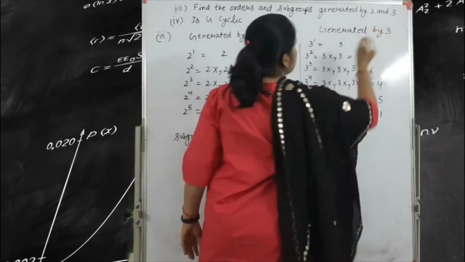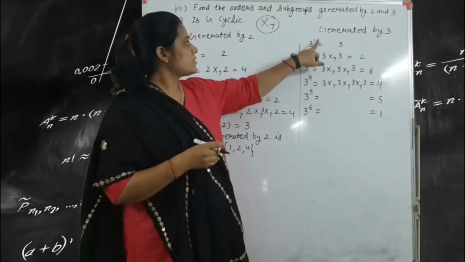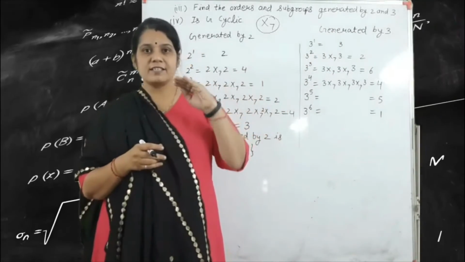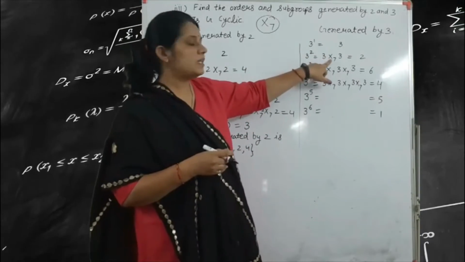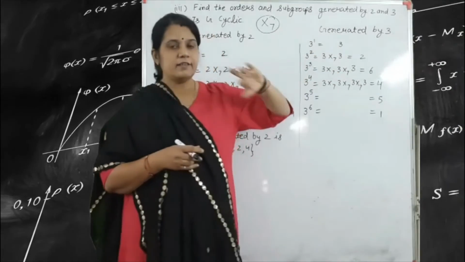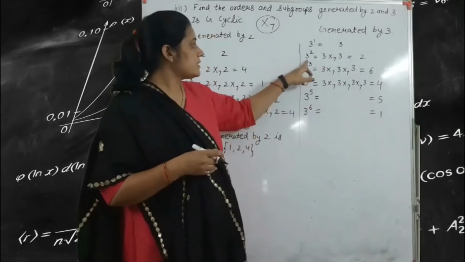Okay. Next one is generated by 3. So we write 3 raised to the power 1. The remainder is 3 because 3 is less than 7. Okay, 3 raised to the power 2 means 3 multiplication modulo 7, 3. So 3 times 3 is 9, divided by 7, the remainder is 2.